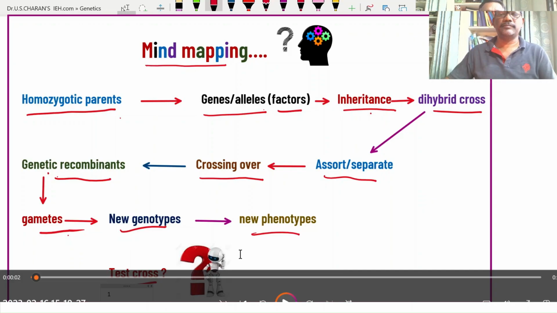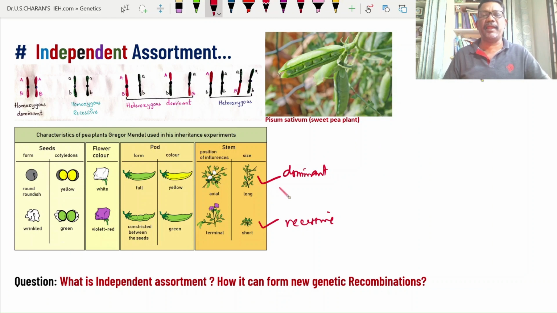Mendel observed 7 contrasting characters in the pea plant. Those are round seeds, yellow seed color, white flowers, full pod and yellow pod, axial flowering and long stem. These are the dominant characters. Contrasting to these, there are 7 recessive characters also: wrinkled, green, violet, constricted between the seeds, green pod color, terminal flowering and the short stem. These are the 7 types of characters.